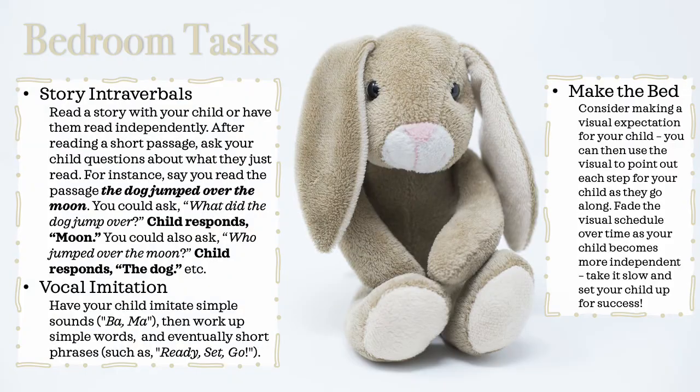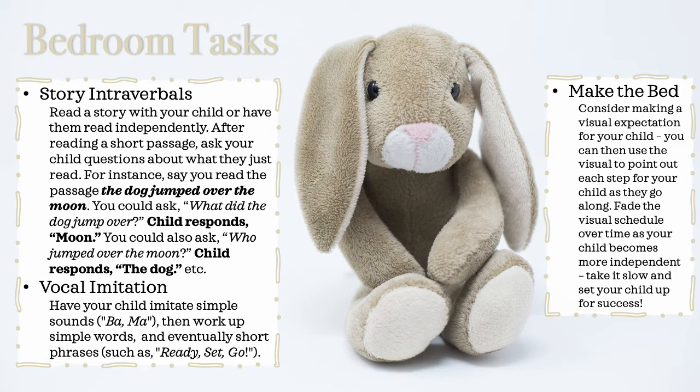And finally, for bedroom tasks, you can work on story intraverbals, vocal imitation, and making the bed with your child. For story intraverbals, you would read a story with your child or have them read independently. After reading a short passage, ask your child questions about what they've just read. For instance, say you read, "The dog jumped over the moon." You could ask, "What did the dog jump over?" The child responds, "Moon." You could also ask, "Who jumped over the moon?" The child would then respond, "The dog."